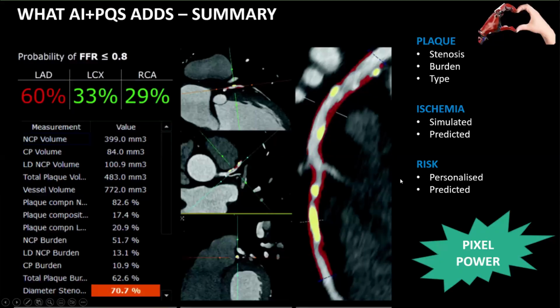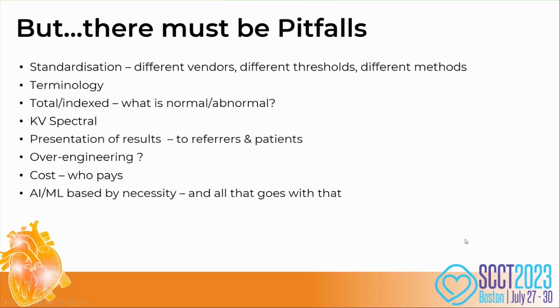And as I've shown you, it can predict adverse risk. So what does AI and plaque quantification software add? It adds stenosis, burden, type of plaque. It simulates ischemia and gives us personalized and predicted risk. This is true pixel power that these technologies are offering you.